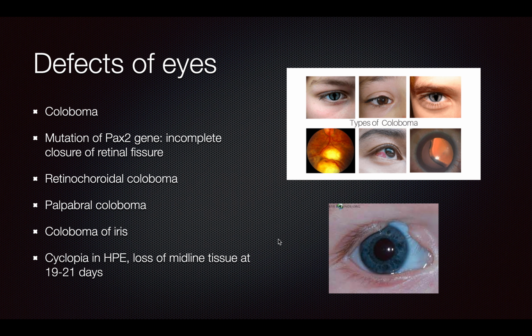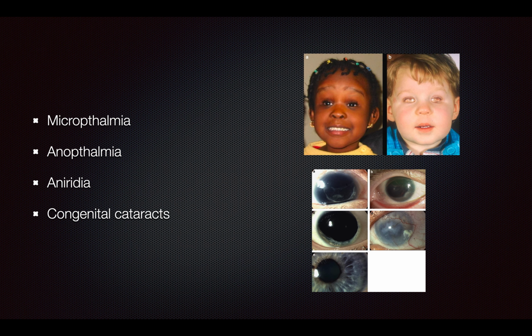cyclopia, there's going to be a loss of midline tissue, and there is an unnatural fusion. Other conditions would be microphthalmia with small eyes, anophthalmia, no eyes, aniridia, no iris, and then there's congenital cataracts.